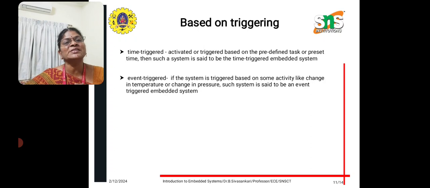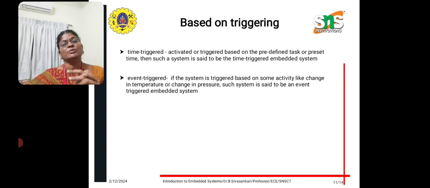Next, the last one is based on triggering. Two types: one is time triggered and another one is event triggered. A system that is activated based on a predefined task or preset time is said to be a time triggered embedded system. And if the system is triggered based on some activity, like a change in temperature or a change in pressure, such a system is said to be an event triggered embedded system.